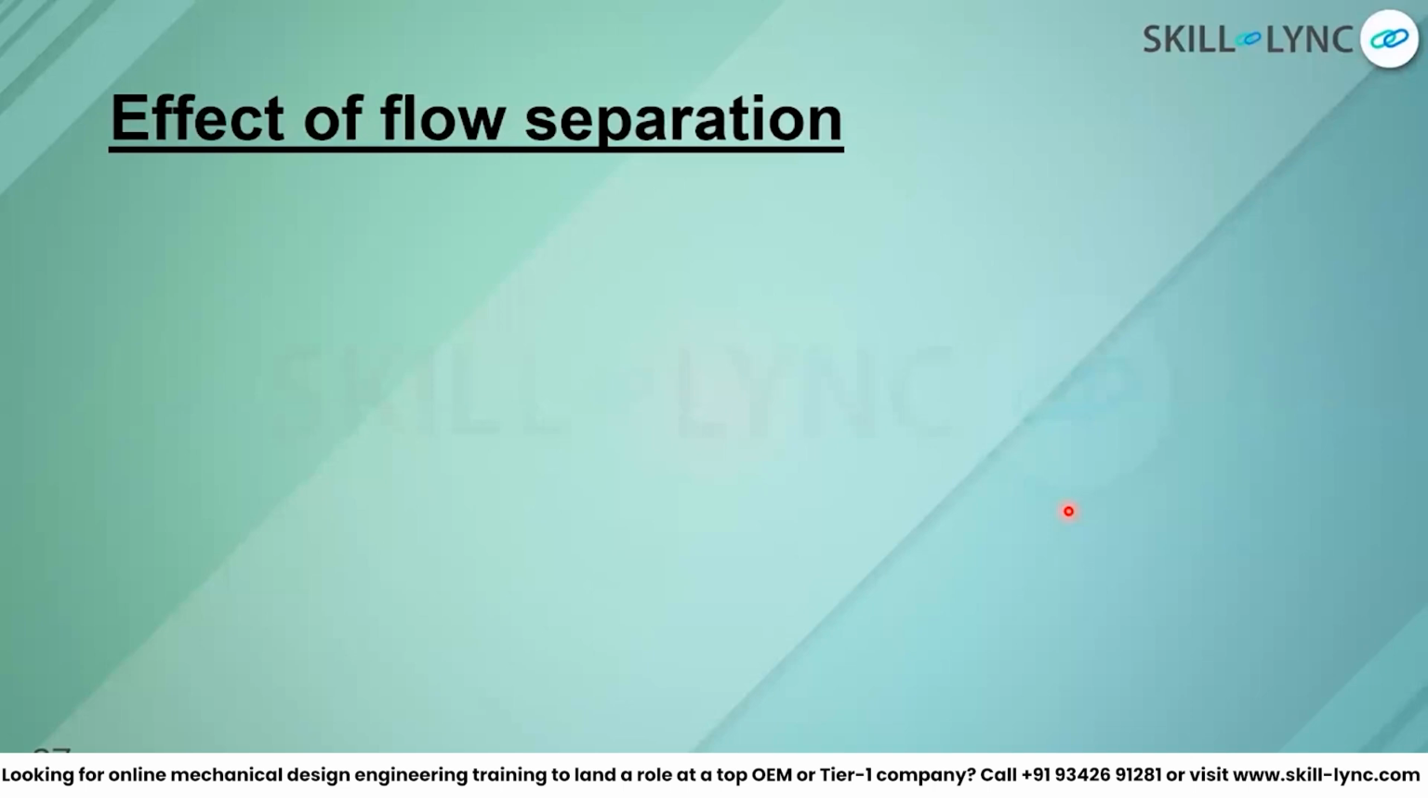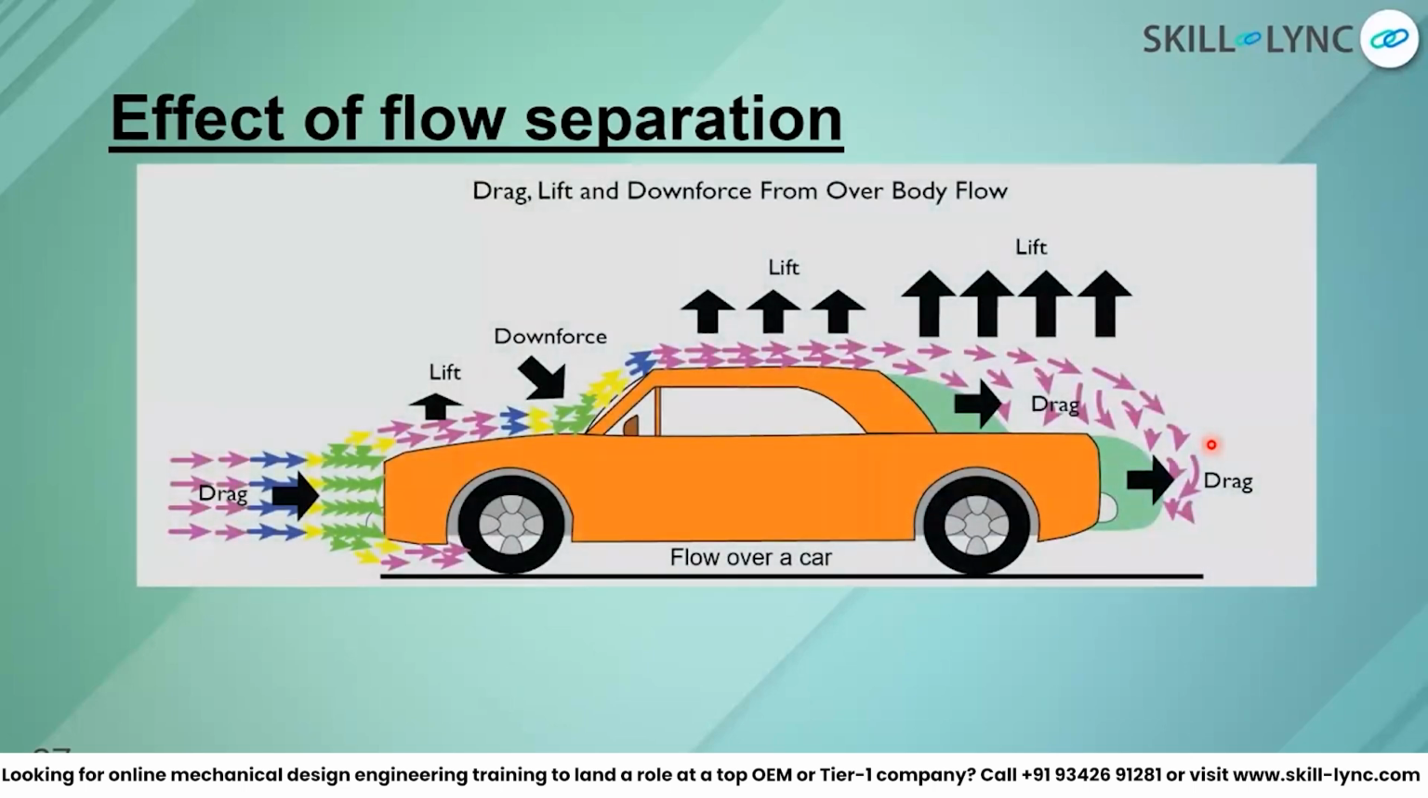So let's try to see an example of an automobile and try to understand what is the effect of flow separation on that. So let's see, we have a car. I'm not going to explain the physics of this car, but I'll try to make you understand how flow separation is important in this car. So let's say it is running at very high speed, same as the airfoil.